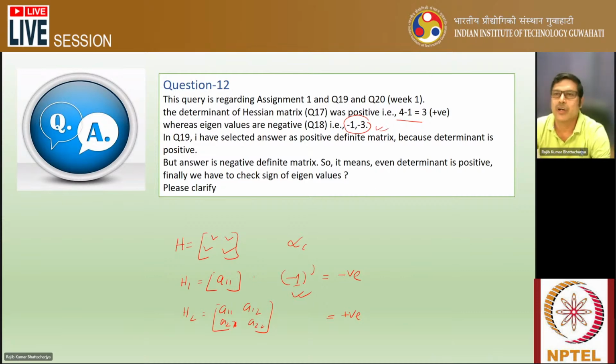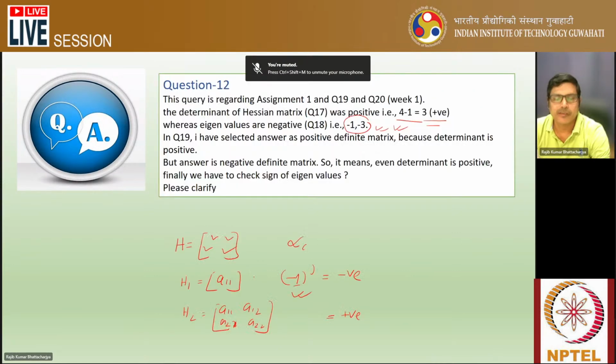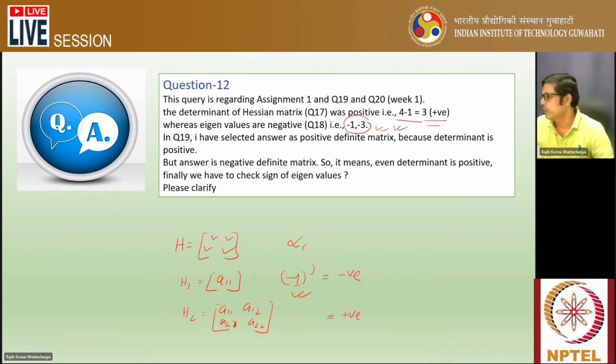It's not basically whether the determinant of the Hessian matrix is positive or negative. So you have to check the eigenvalues. So I hope I covered all the questions we have received in the portal. Now if you have any other questions, let me check that one.